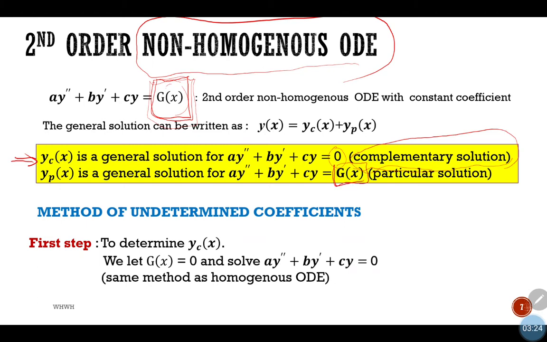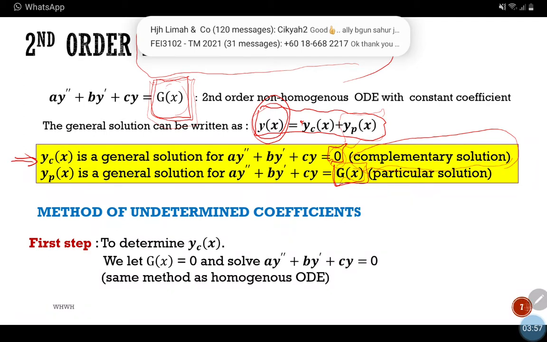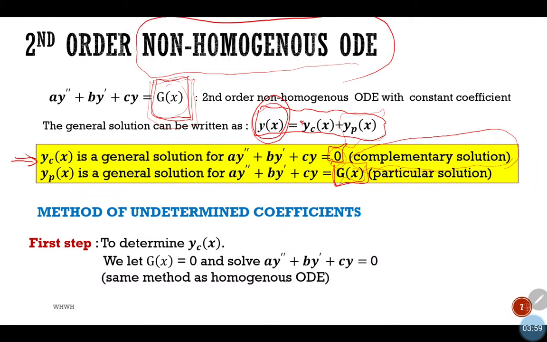So basically there are 3 steps for you to solve second order non-homogeneous ODE. At the end of the 3 steps, you are able to find the solution y(x), where y(x) is equal to the complementary solution y_c, which you obtain by letting G(x) equal to 0, plus y_p, when you consider G(x) on your right hand side. So now let's begin with the steps.